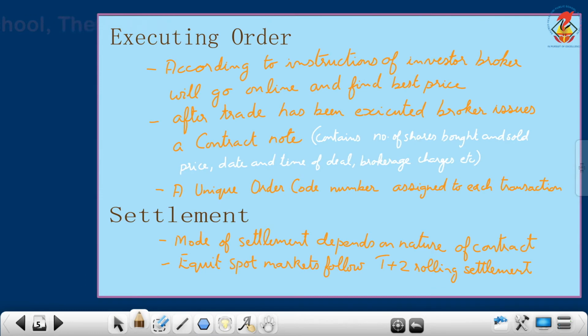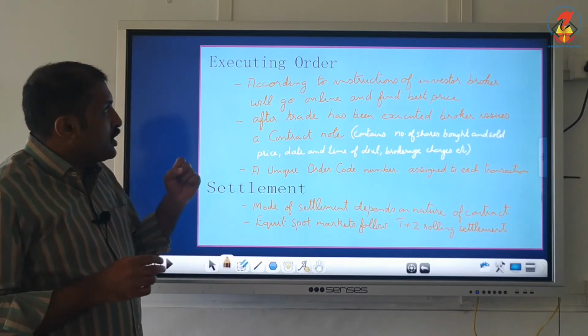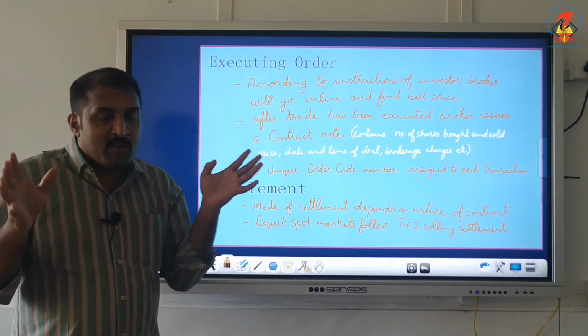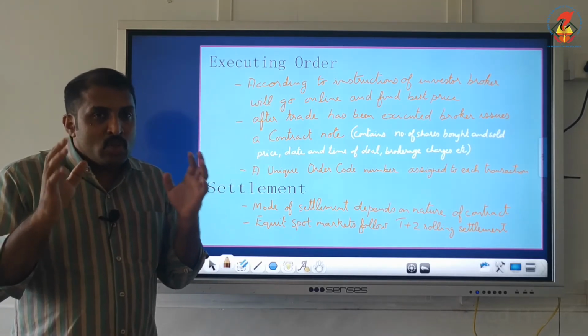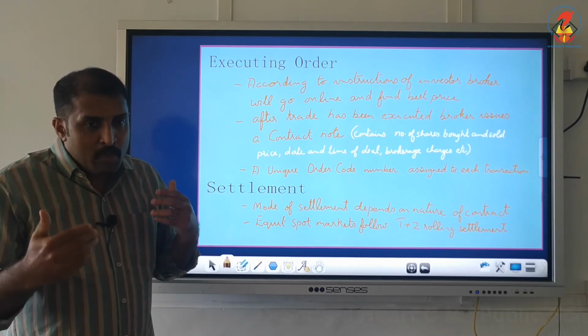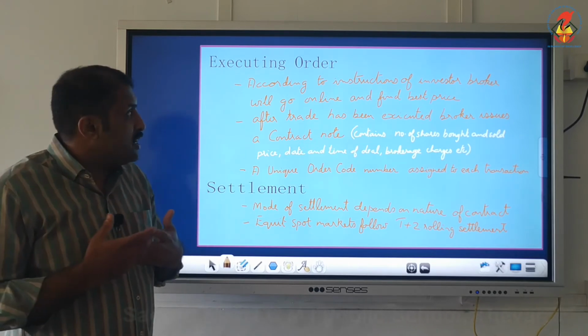Then comes executing of the order. Once the order is placed, the broker has to execute the order. According to the instructions of the investor, the broker will go online and find the best price. The best match with the requirements of the investor is found by the broker. The broker will go online and find it out.